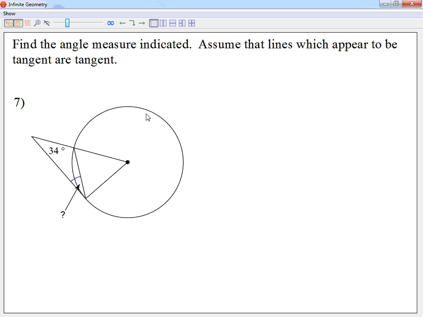Starting number 7. Find the angle measure indicated. Assume the lines which appear to be tangent are tangent. So I see 34 degrees. Then I see a radius and a tangent. I know in the radius and the tangent, when they cross, this whole thing is 90 degrees. So I see I have 2 angles. I know a triangle has 3 angles. Those 2 angles must be the angles of a triangle. So first let me add these 2, 90 and 34. I know 90 and 34 is 124. Let me subtract that from 180. 124 subtracted from 180 should give you guys 56. So there is one angle out there that is 56 degrees.